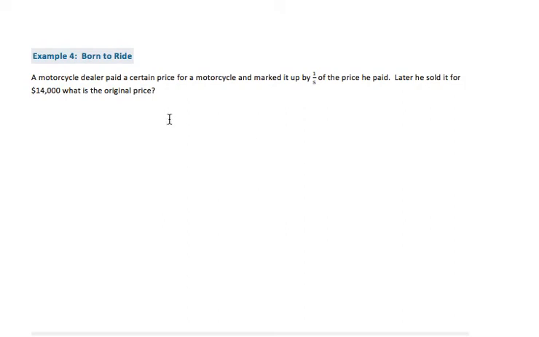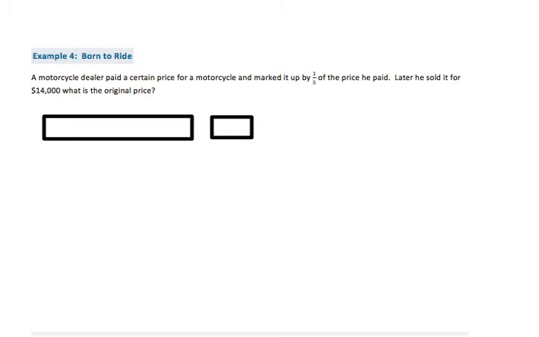Example 4, Born to Ride, is another discount problem. The motorcycle dealer paid a certain price for a motorcycle and marked it up by 1/5 of the price he paid. Later he sold it for $14,000. What was the original price? In this particular problem, we're going to have to work backwards. This problem is best modeled with a tape diagram.